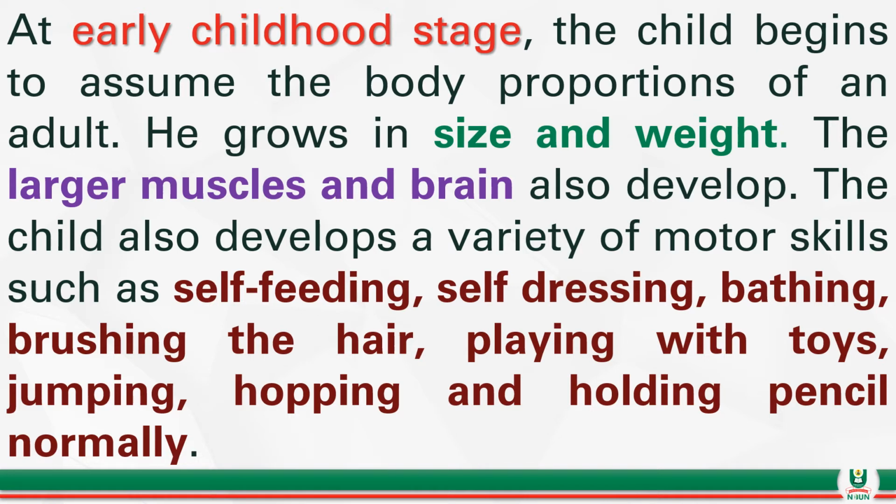At that stage, the child can feed himself, dress himself, bathe himself, brush his hair, play with his toys, jump around, hop around, put on the TV, put on the fan, hold a pencil, help mommy to carry bags, and so forth. Assisting mommy in the kitchen, and so on. So that tells us that the body proportion has developed, and the child wants to exercise his strength and make use of his muscles.